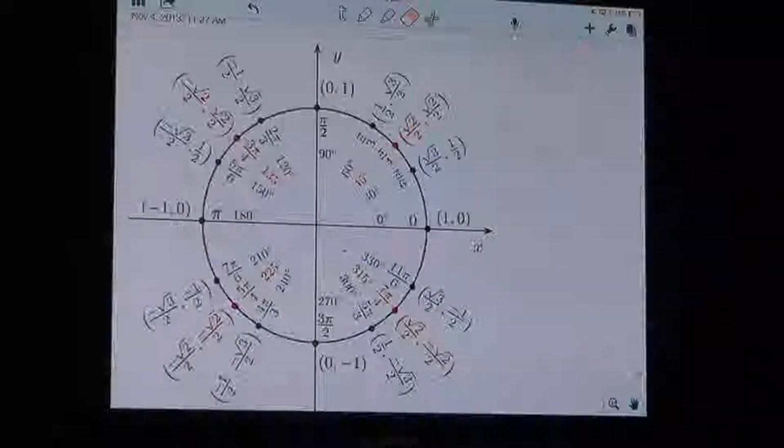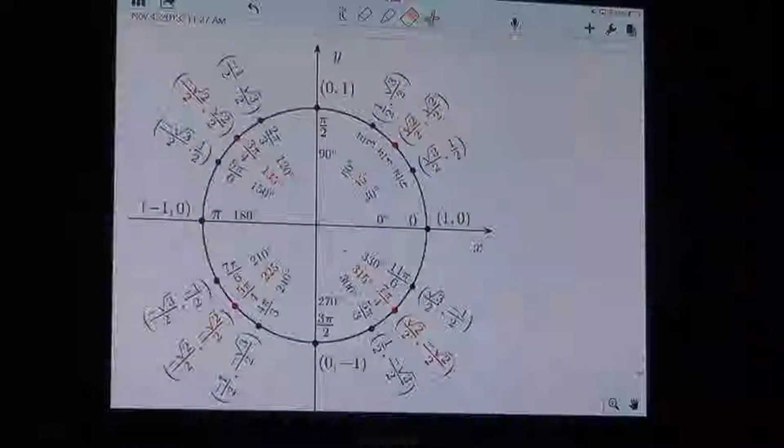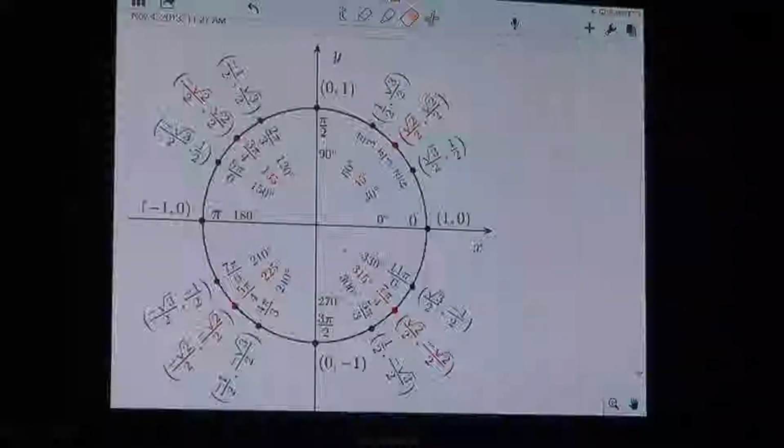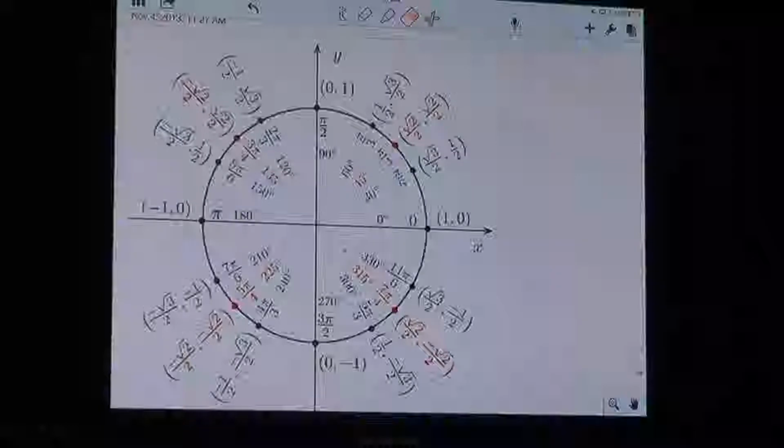25 is negative 2 root 3 over 3. 26 is negative root 2 over 2. 27 is 2 root 3 over 3. 28 is negative 1/2. 29 is 0. And 30 is negative 2 root 3 over 3.